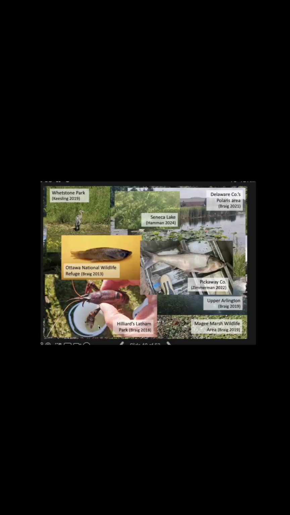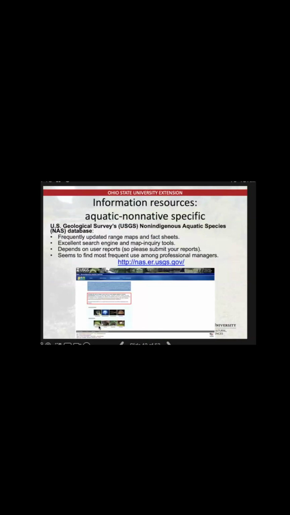So some information resources. The state of Ohio does have a kind of a clearinghouse for aquatic invasive species issues. Have a look if you are interested in what the state of Ohio is doing. I make a lot of use of the USGS database called the Non-Indigenous Aquatic Species Database, so-called NAS for short. And it is updated in real time, right? As soon as they approve a report to the database, that range map is updated.